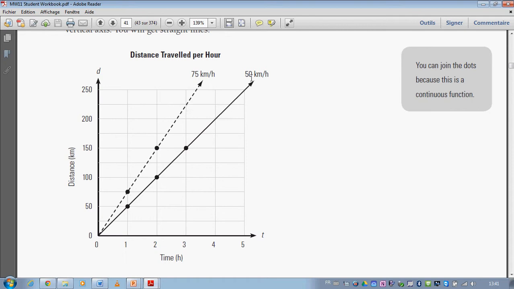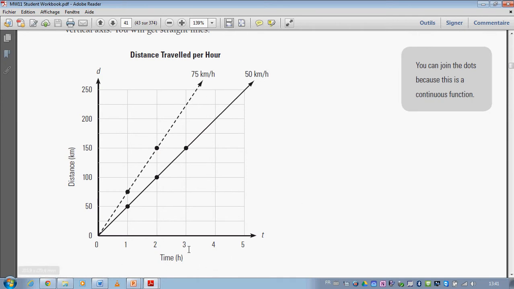Okay? Now, this rate of change here is 50 kilometers per hour, so you're expecting it to travel an increase of 50 kilometers each 1 hour. So here, you're going up 50 kilometers for 1 hour, up 50 kilometers for an hour, up 50 kilometers for an hour, and so on. Okay? So again, rate of change and slope are pretty much the same.